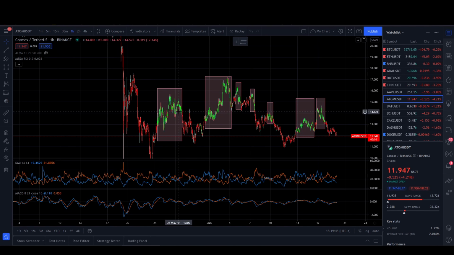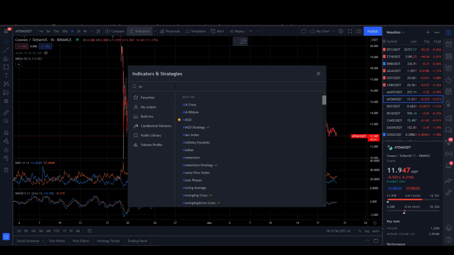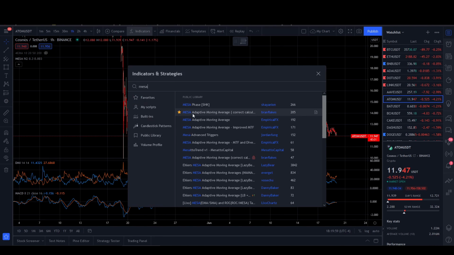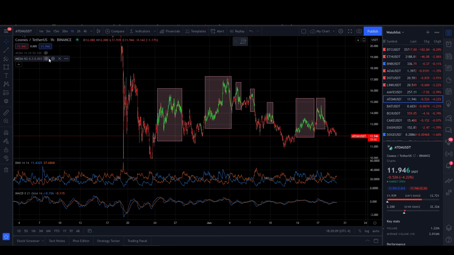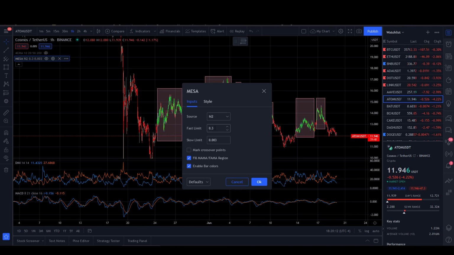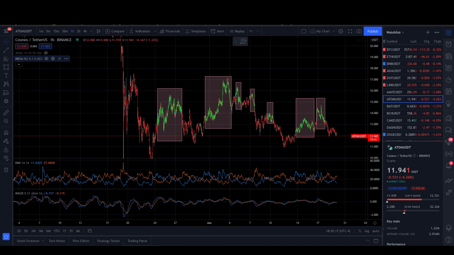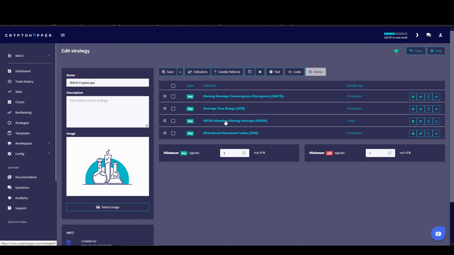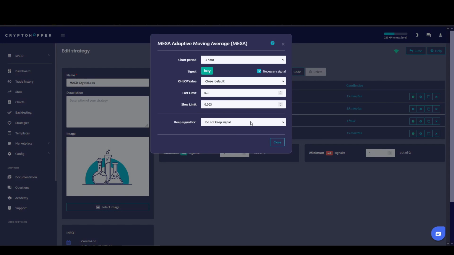And by the way, this is TradingView I'm using, and if you want to add the Mezza on TradingView, just go to indicator, type Mezza, and it will be this one right here, Mezza Adaptive Moving Average by Brand Flake. You can put a star beside it, so you will have it in your favorites. And then you have to go to the settings and put the same thing as I showed you in the strategy. So 0.3 and 0.003, like we did in this strategy right here, 0.3, 0.003.